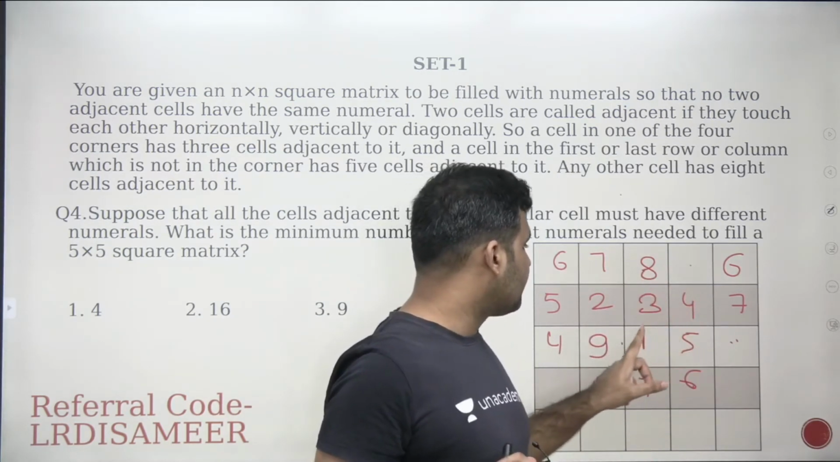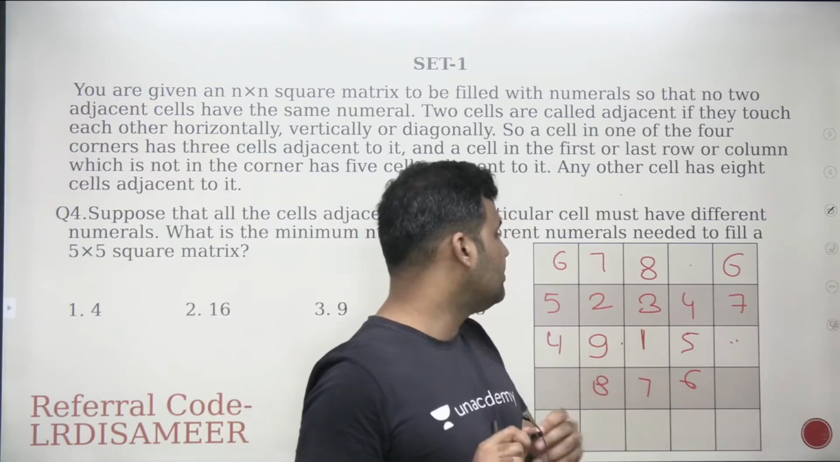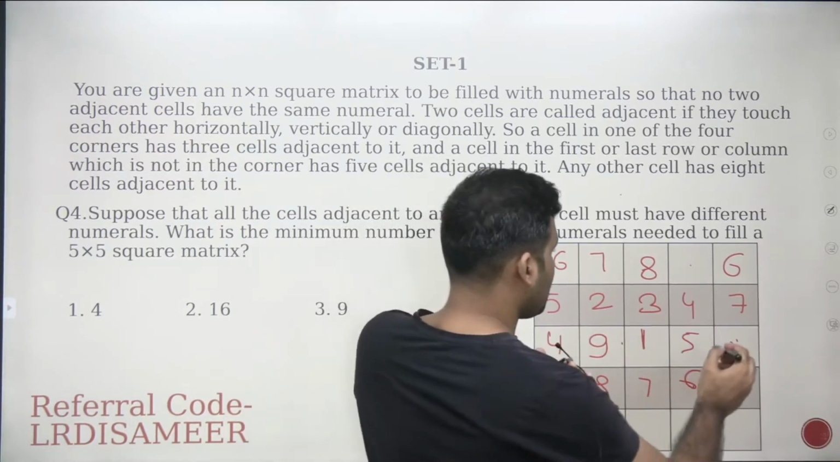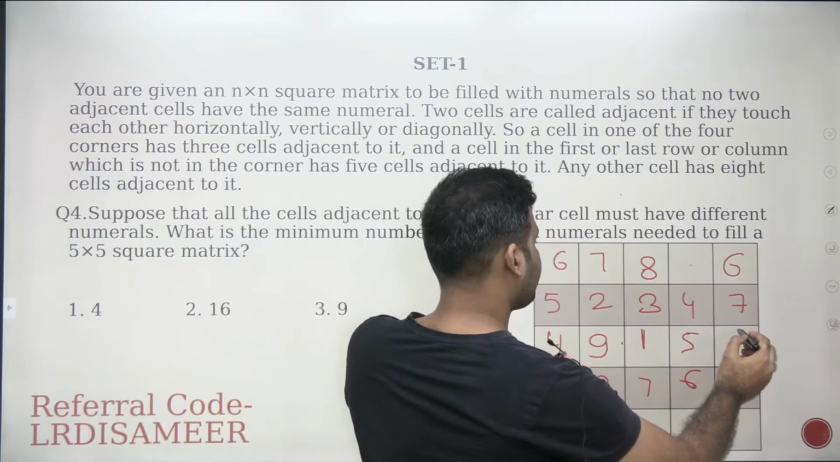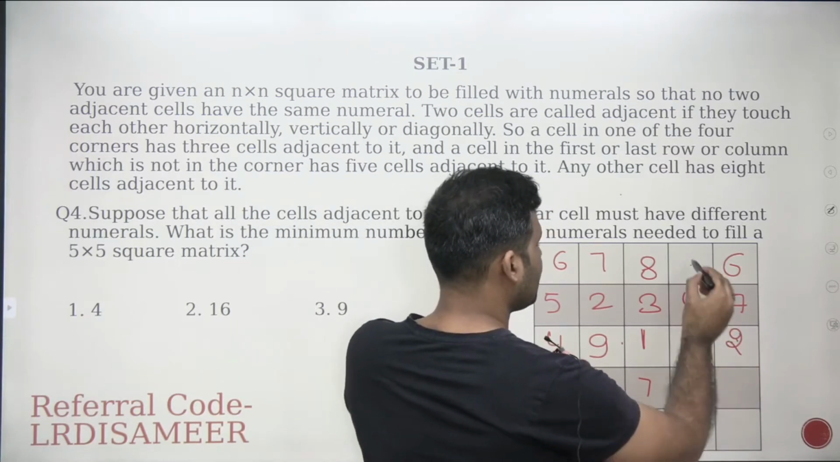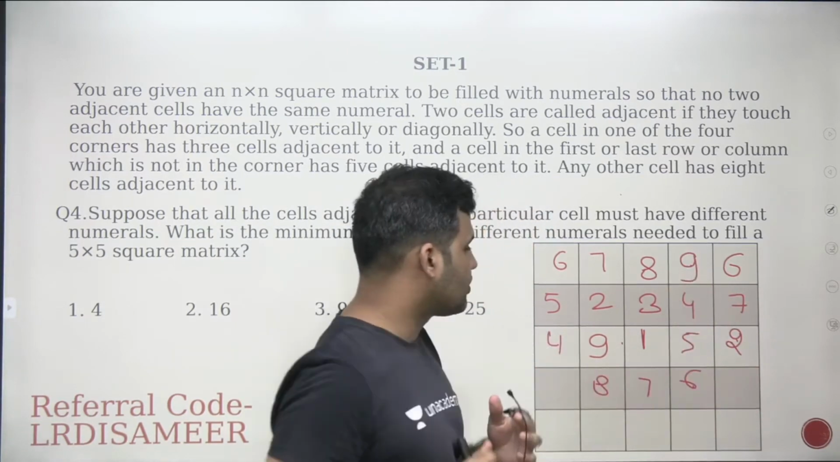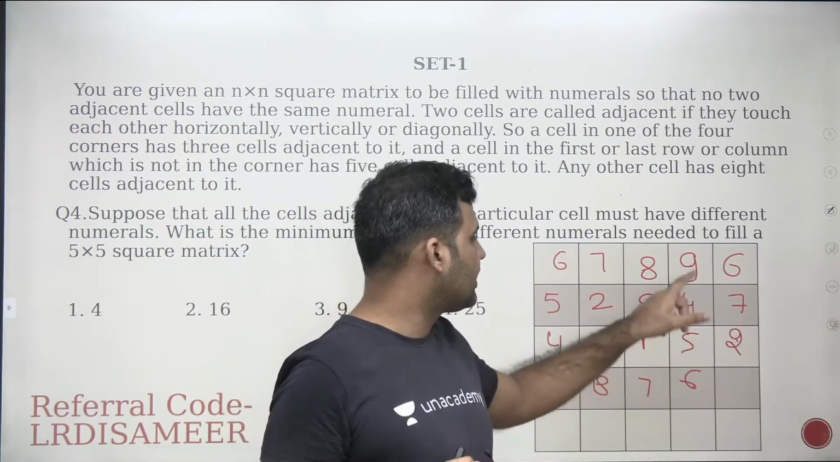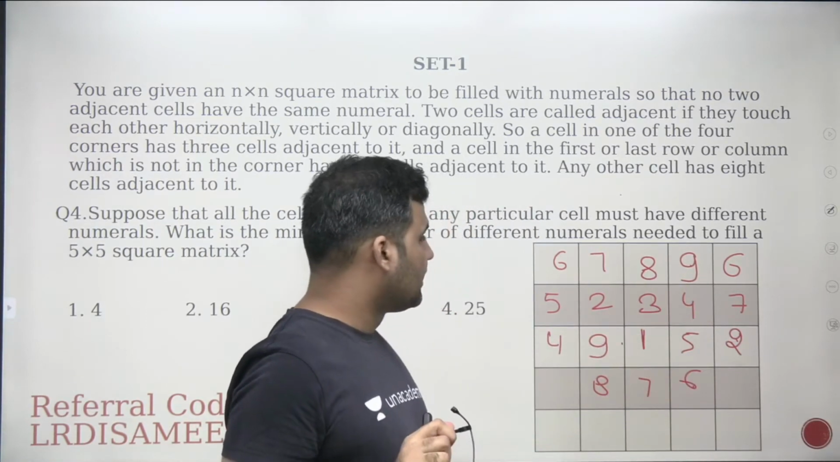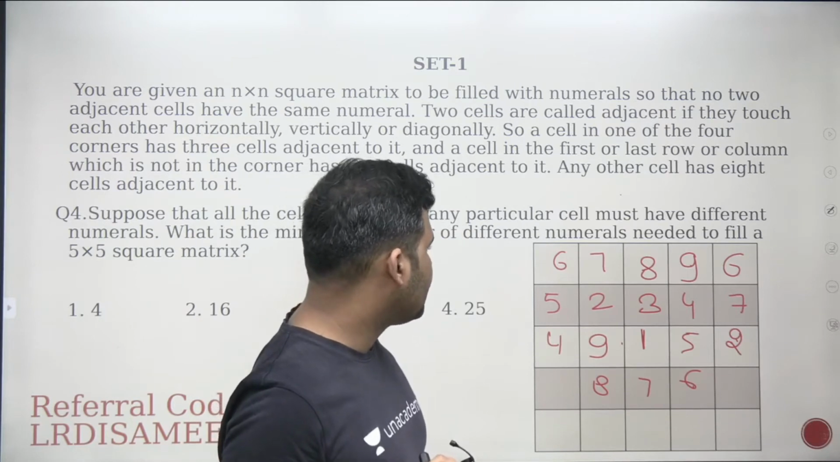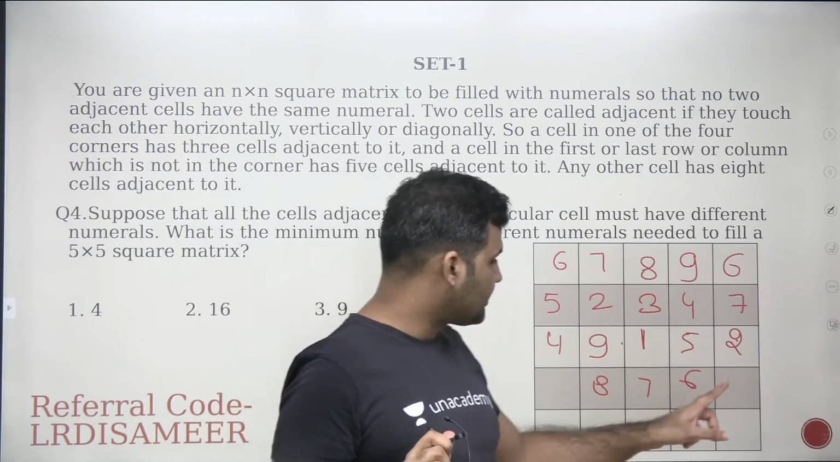So we have 1 here. What I am left with is 2, so I need to use the number 2 here, and the number 9 here. So 2 and 9 are left. I use 2 here and 9 here. Now everything is being satisfied till now. Now let's try to see here.